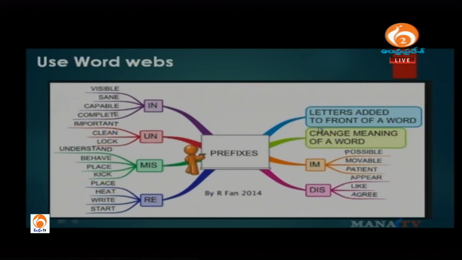On the right you see letters added to the front of a word change the meaning of the word. For example, possible, impossible, it changes the meaning. Opposite again. Movable, immovable. Patient, impatient. DIS as a prefix. Appear, disappear. Like, dislike. Agree, disagree. Inform, misinform. So these are some of the examples which I am trying to give you, where by adding a prefix, the meaning of the word also changes.